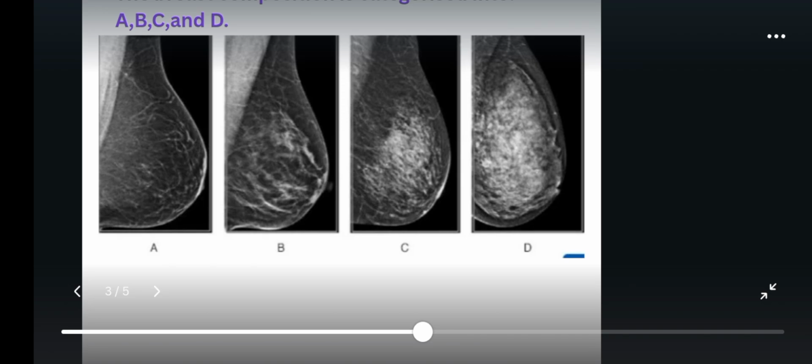It is expected that as you advance in age, the glandular and connective tissues reduce while fatty content increases. And that is why, once you pass the age of 40, the fatty content increases, so the breast image is easier to interpret than in patients below the age of 40 years.